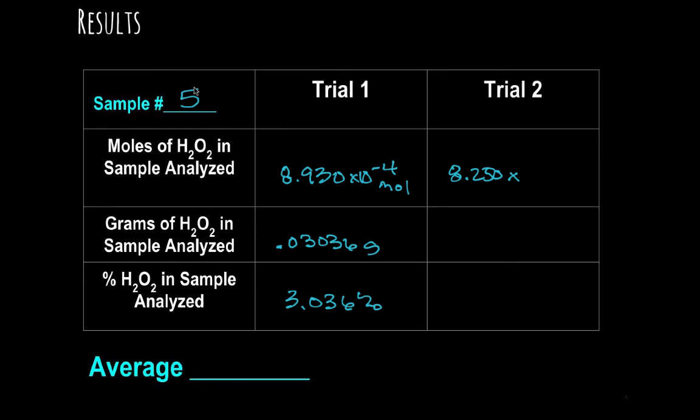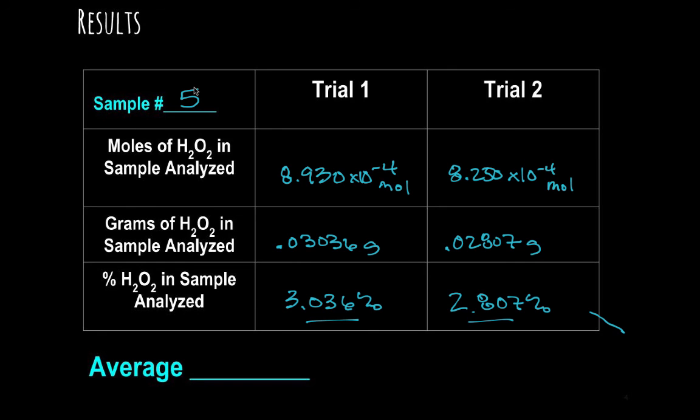Now if I went through and used the trial 2 numbers, then I end up with 8.250 times 10 to the negative fourth moles. For my gram sample, I would have 0.02807 grams, and then when I do the percent calculation, I would have 2.807%.